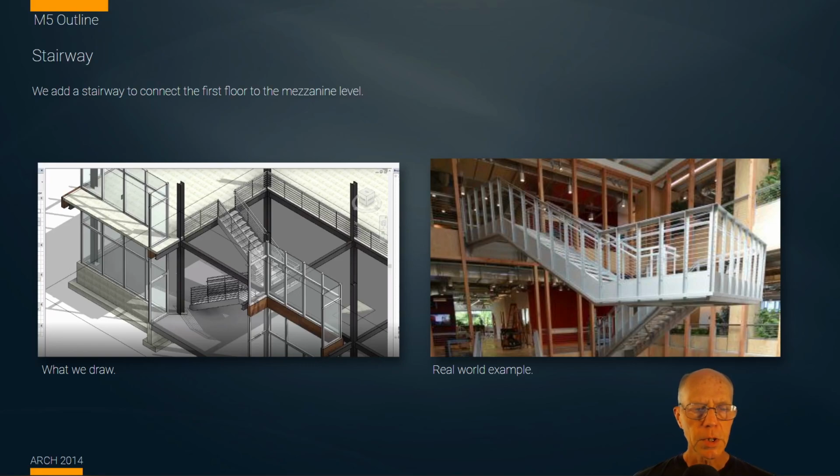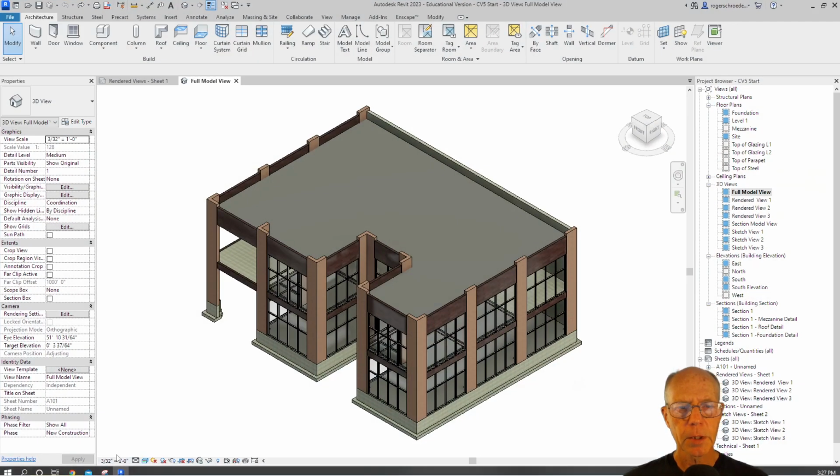Let's start constructing a stairway. So on the left here, we have an illustration of what the stairway is going to look like in our model view. And I've cropped the section box down on the buildings so we can see into that area. And over here is just a real world example of a similar type of stairway being constructed. So let's get started. I'll click out to Revit now in our document.